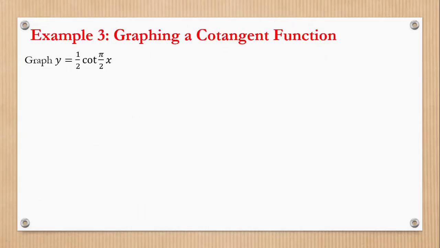We want to graph this function: 1/2 of the cotangent of pi over 2 x. So first of all, let's see what a, b, and c are. a is 1/2, b is pi over 2. There is no c, which means c is 0. When c is 0, we don't have a phase shift. First of all, we need to find asymptotes. To find asymptotes, everything that's in front of the cotangent, which right now is pi over 2 x, must be set equal to 0 and pi.